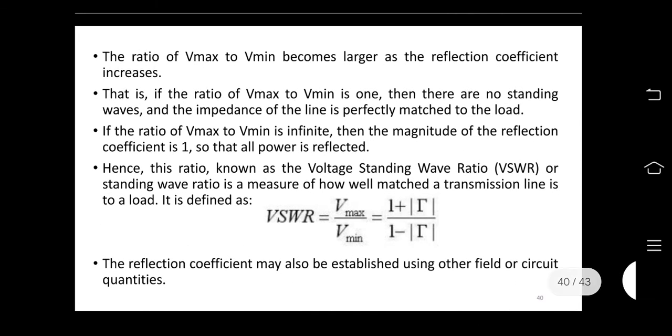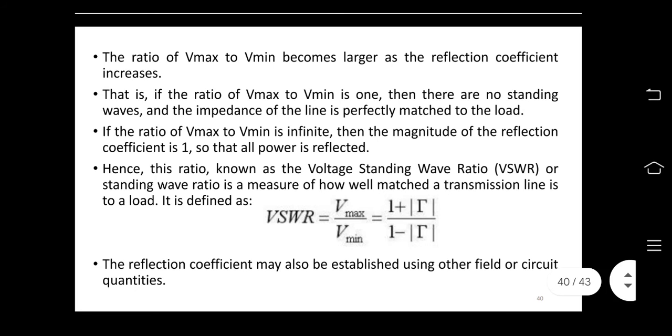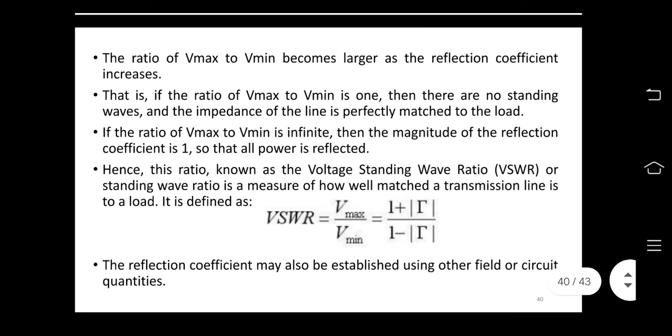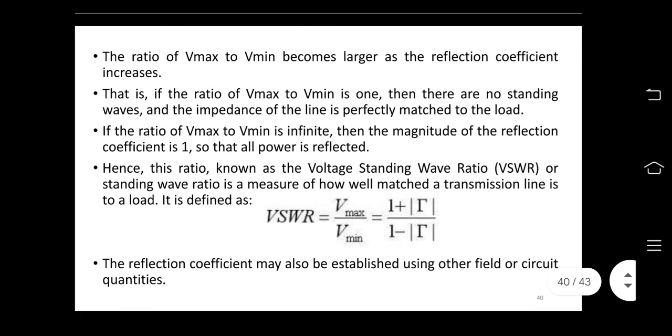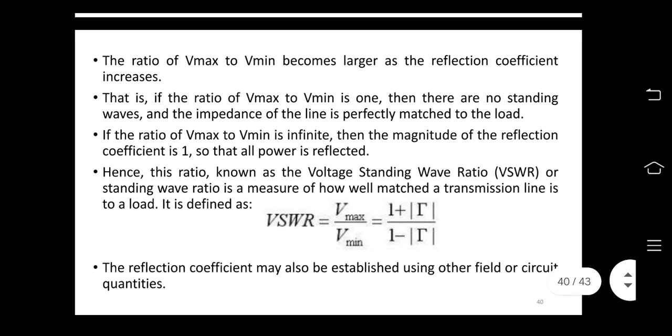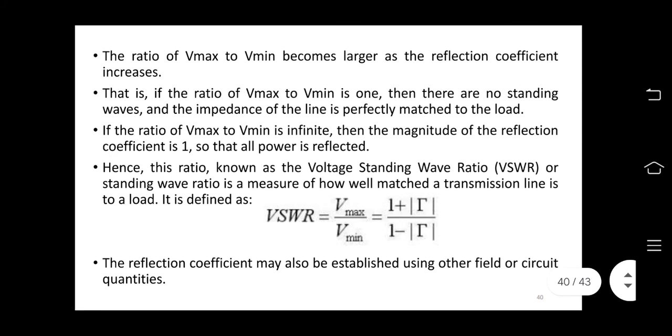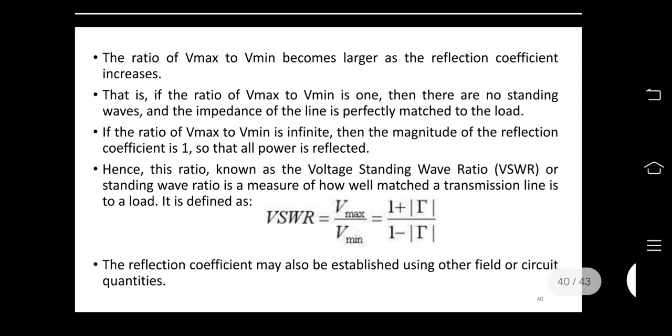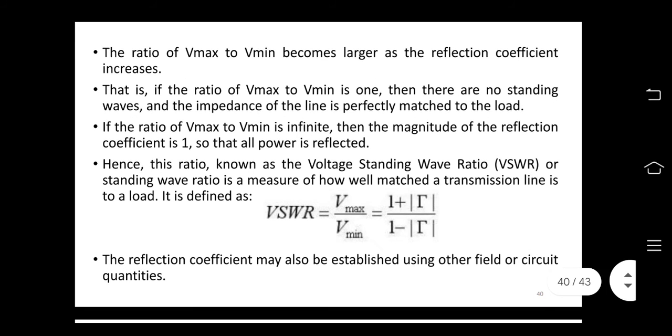So the ratio of the Vmax to Vmin becomes larger as the reflection coefficient increases. That is, if the ratio of Vmax to Vmin is 1, then there are no standing waves, so the impedance of the line is perfectly matched to the load. If the ratio of Vmax to Vmin is infinite, then the magnitude of the reflection coefficient is 1, so that all the power is reflected. Hence, this ratio, known as the voltage standing wave ratio, is a measure of how well matched a transmission line is with the load. So this is the ratio which determines how much it is matching with its load.